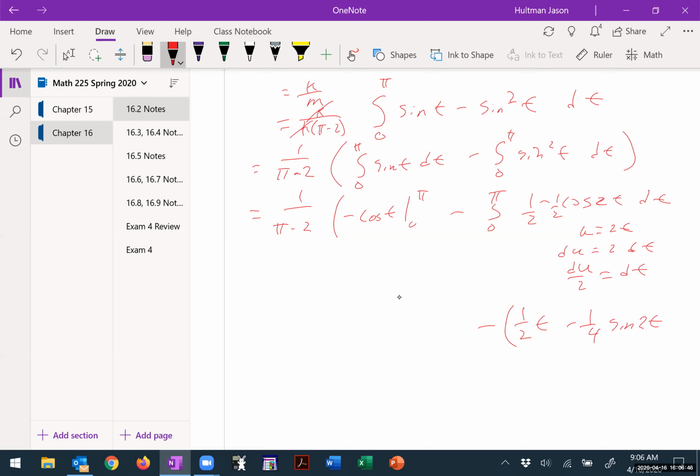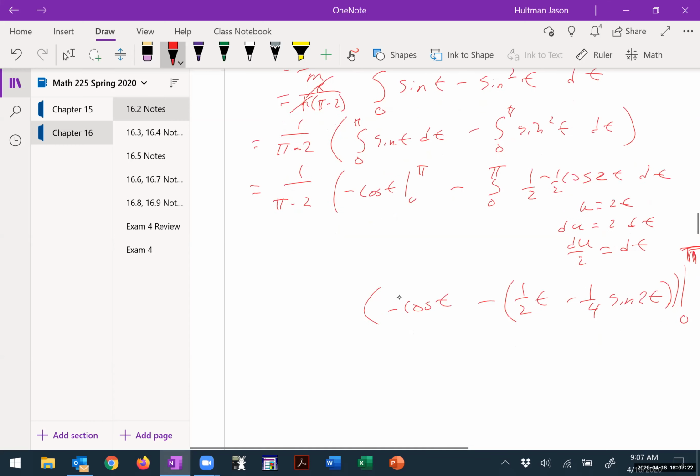So we've got that going on there. We've got our negative cosine t going on there, right? And then the whole thing is evaluated from 0 to pi. Since I subbed it back as t without changing my limits of integration, I can just do the whole thing with regard to pi and 0. So now let's figure out what this is. Distribute our negative sign. We get 1 over pi minus 2.